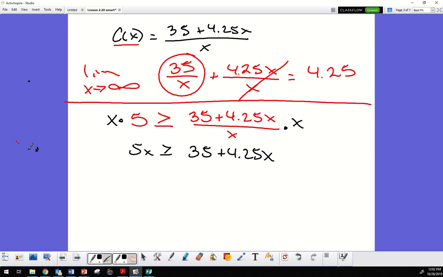Just like I said last week, what do I do next? My x's get left. What am I going to do to my x's? Add? Subtract. I want my x's on the left over here, don't I? So, yes, I'm going to subtract. I'm going to subtract 4.25x.